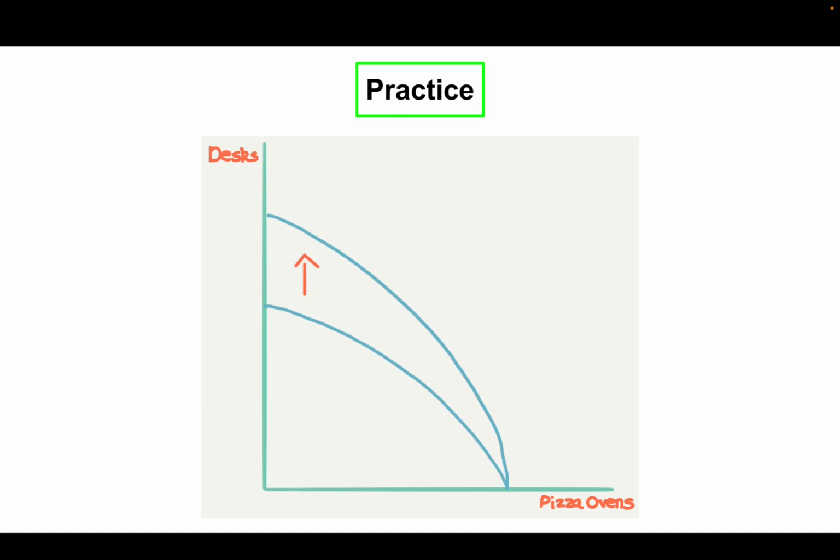Now, in terms of the way it's drawn with the curve shift, the reason it's drawn this way is, remember, the question said that we only get better technology, which would be a right shift or an upward shift, for desks, not pizza ovens. So the maximum amount of pizza ovens we can make doesn't change, but the amount of desks does. And so sometimes you do get a curve shift with a PPC like this, where only one good's maximum is changing and the other one is staying the same.